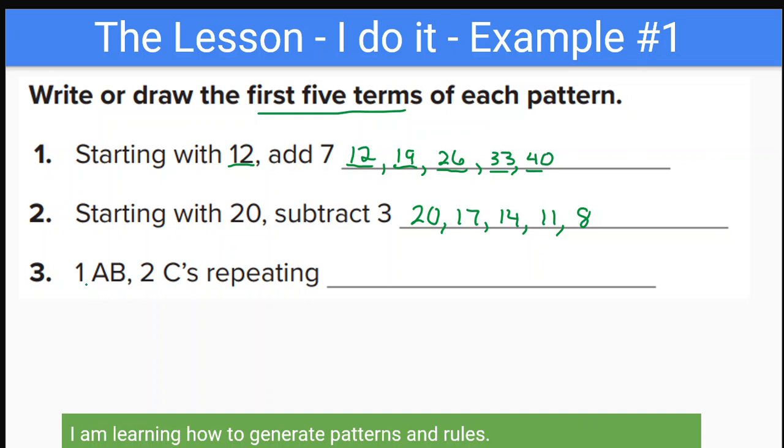Here's one that's a little bit different right here. It says 1 A, B, 2 C's repeating. So I think they're talking about this. I say A, B.